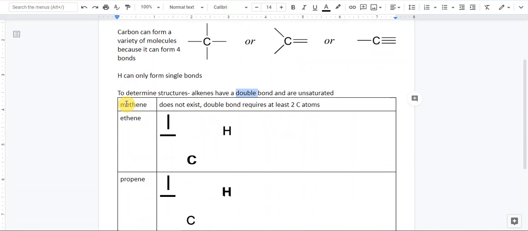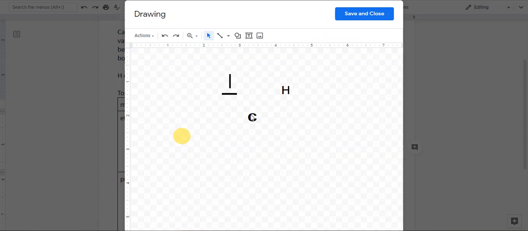So methene, remember meth means one. This doesn't exist. In order to have a double bond, I would have to have at least 2 carbon atoms. And because meth means there's only one, this is not a thing. It's impossible to make. So let's make something that is possible. Let's talk about ethene. Because I see eth, I know that I need to build it with 2 carbons.